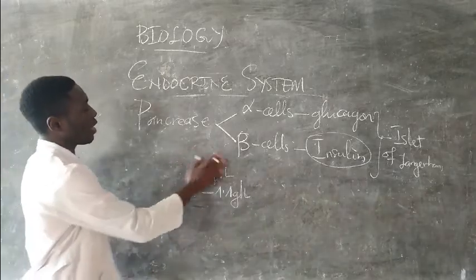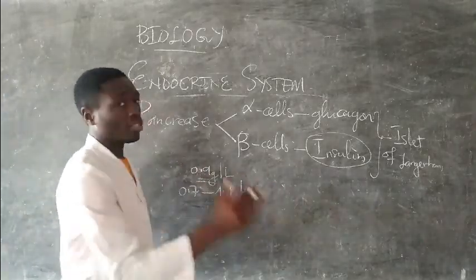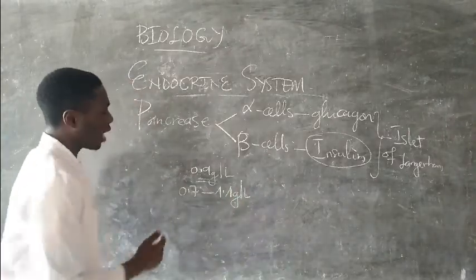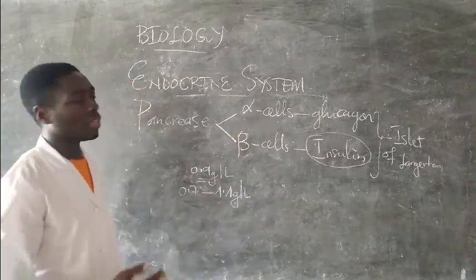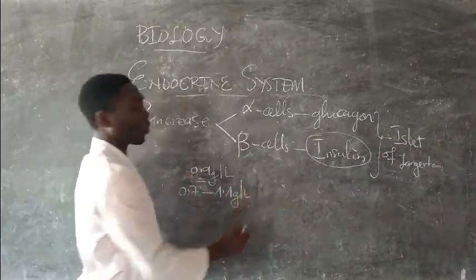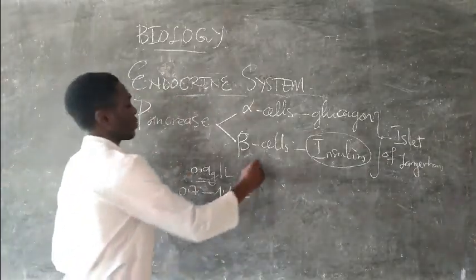So if we measure the level of glucose in blood, the fasting blood sugar level, and it's above this, it means that there is actually a problem. And if it's below, therefore there's a problem. When it is above the normal range, we call it hyperglycemia.